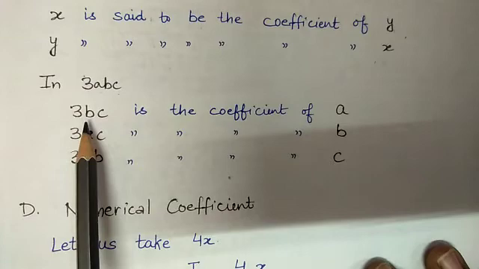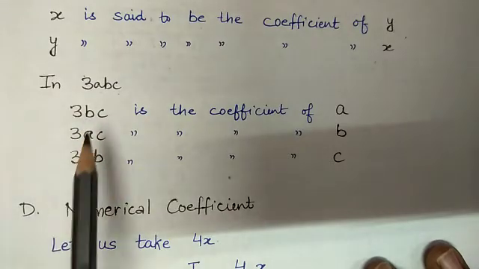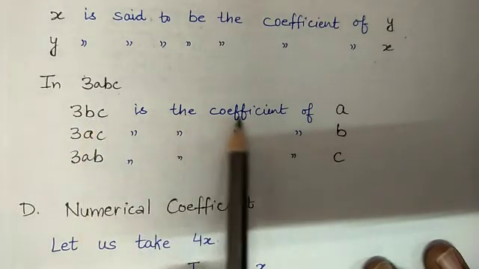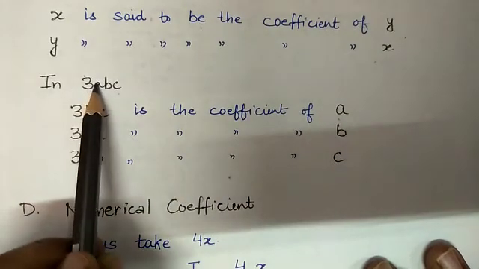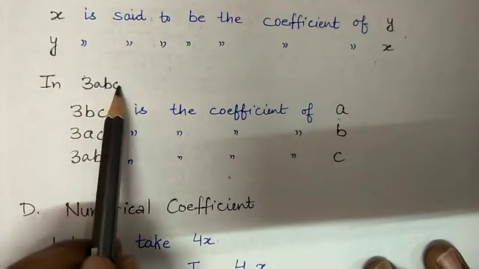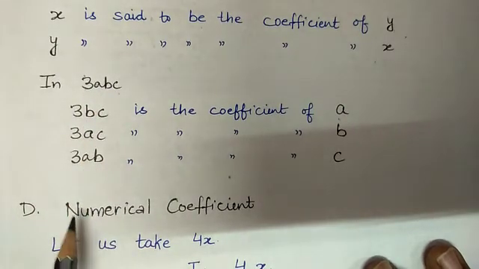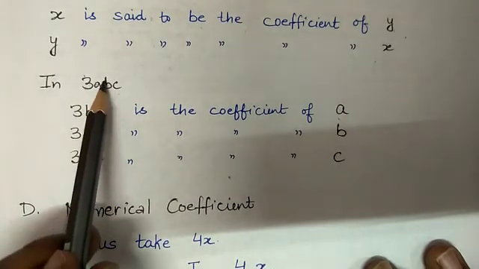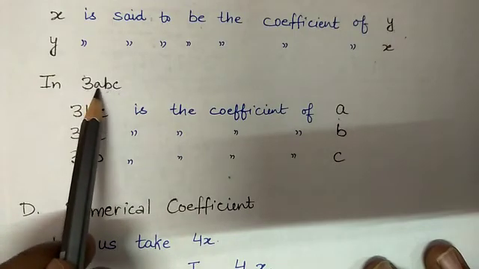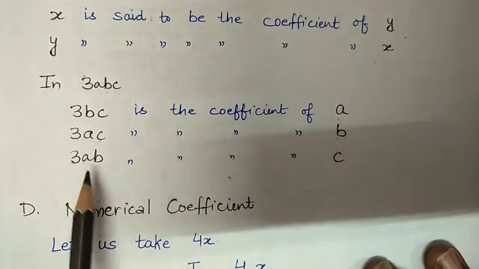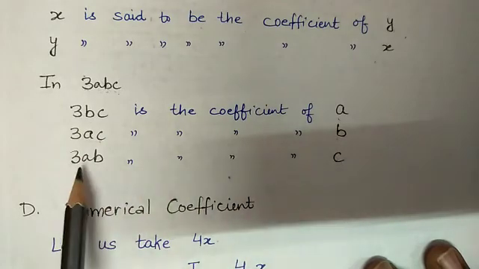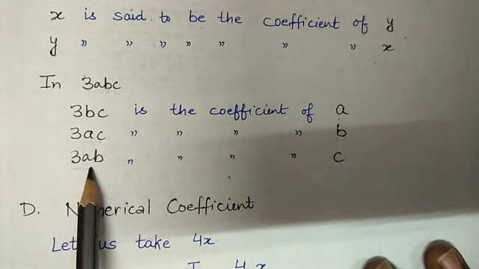Now look here in 3abc. If I am asking what is the coefficient of a? Coefficient of a will be 3bc. What is the coefficient of b? Leave this b. Remaining 3ac will be the coefficient of b. And in case of c, 3ab will be the coefficient.